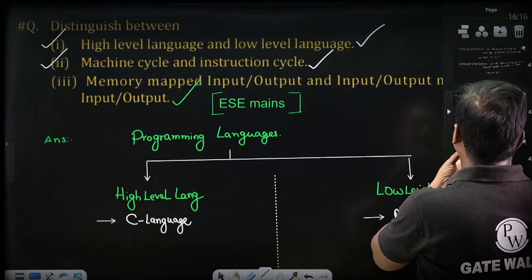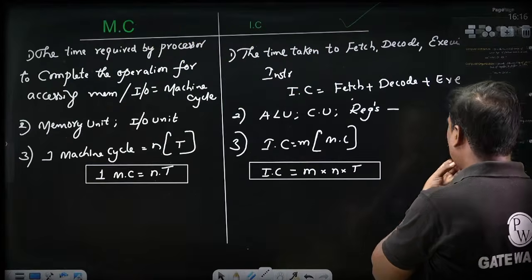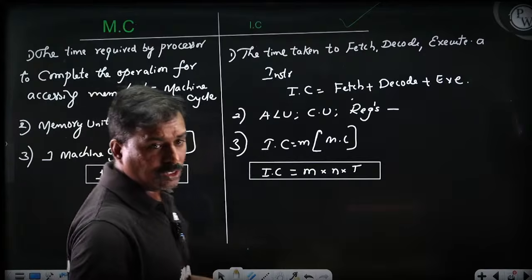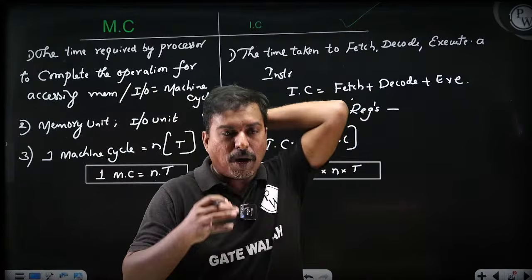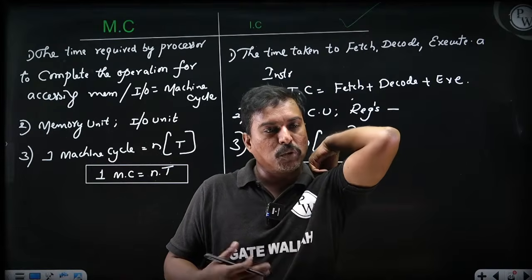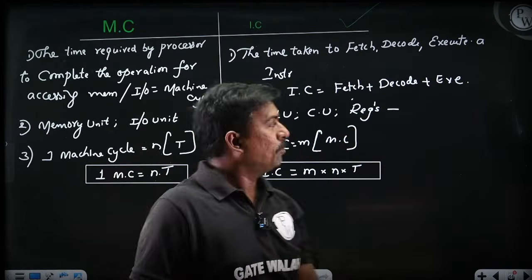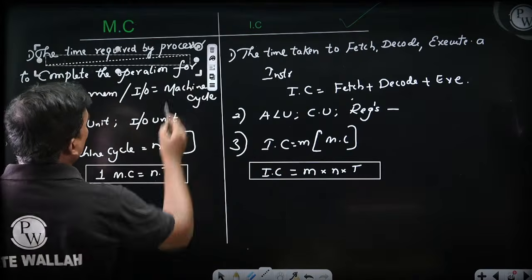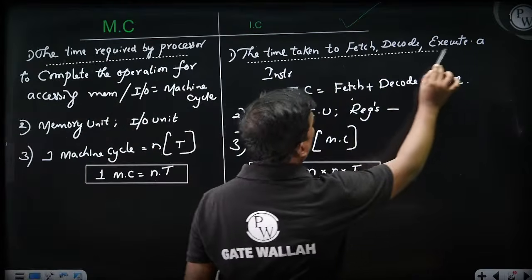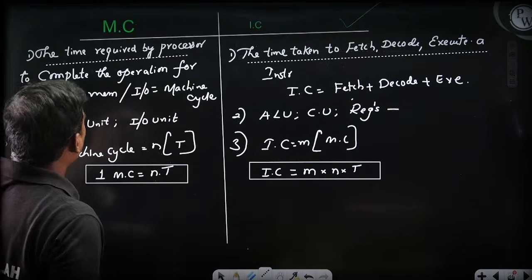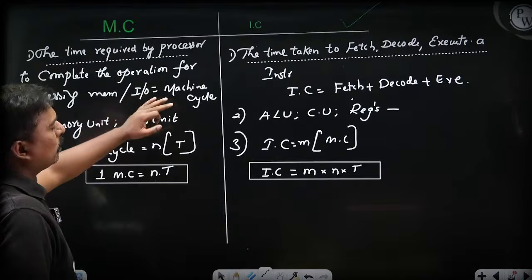Next one is machine cycle and instruction cycle. So what is machine cycle and instruction cycle? The machine cycle is a part of the instruction cycle. Instruction cycle will fetch, decode and execute. The time required by the processor to fetch, decode and execute an instruction is the instruction cycle. The time required by the processor to complete the operation for accessing memory or IO, that is called machine cycle.